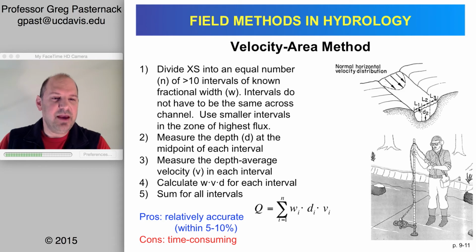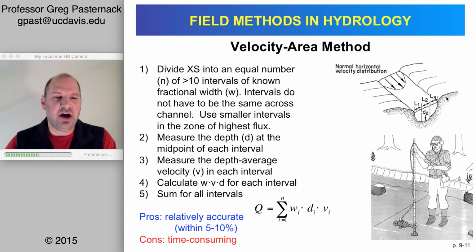So you're measuring in the midpoint, and the velocity you're measuring is intended to be representative of that little interval. So you're measuring in the middle, you know the width of that interval, you're measuring the velocity and the depth, you sum across all those intervals.